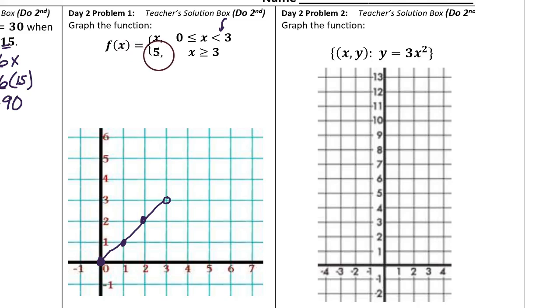Now let's graph the second piece. When x is greater than or equal to 3, the value of f is 5. So let's start with 3. When x is 3, f is 5. (3, 5) is a dot on the graph.